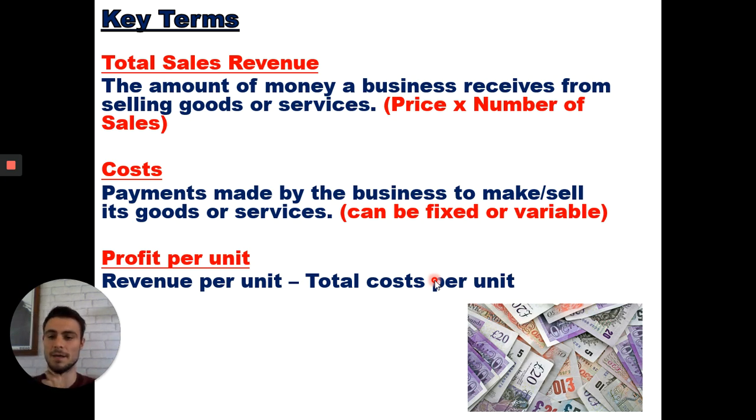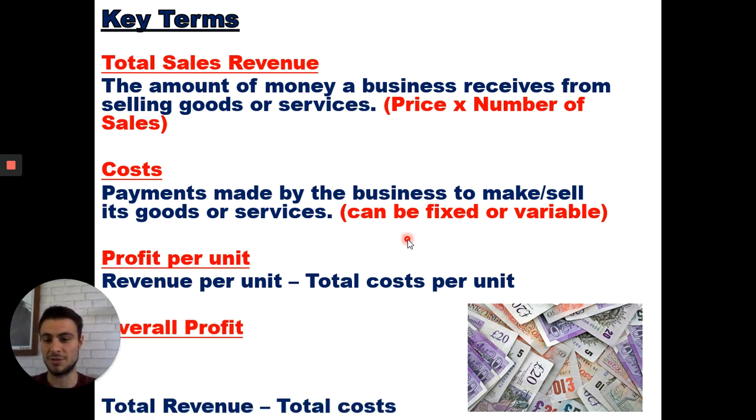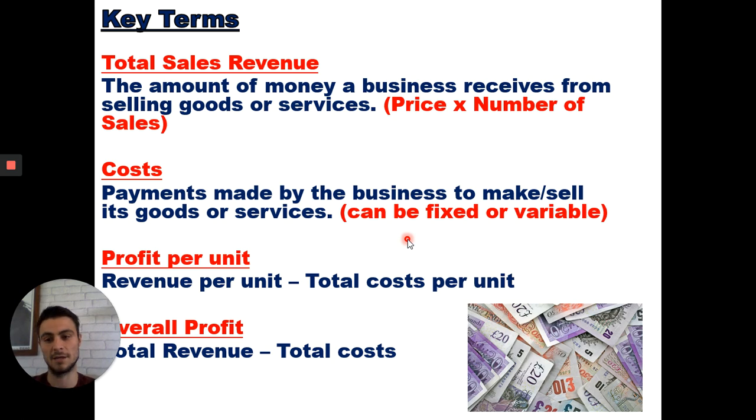The item, it's the revenue that you make, so how much you make per sale, plus the total costs to make that product. So revenue, take away the total cost. Then there's overall profit, which is the total revenue. So if you sell 100 of whatever you're selling, it's the total money that you make from that 100, take away the total cost of that 100 that you've sold.